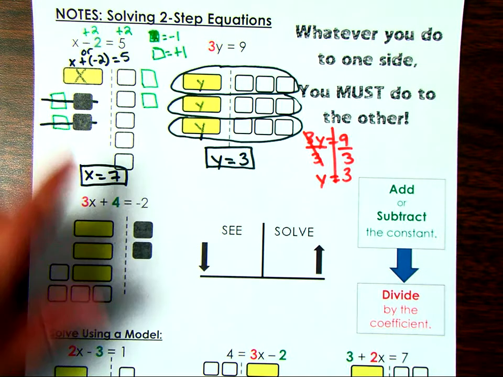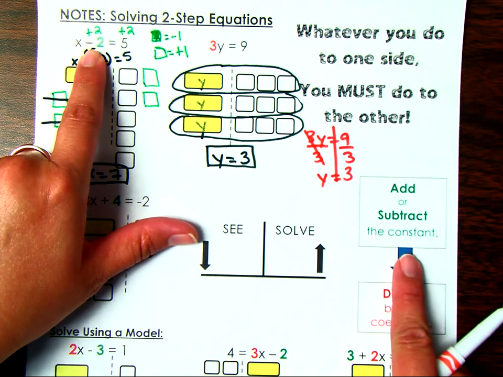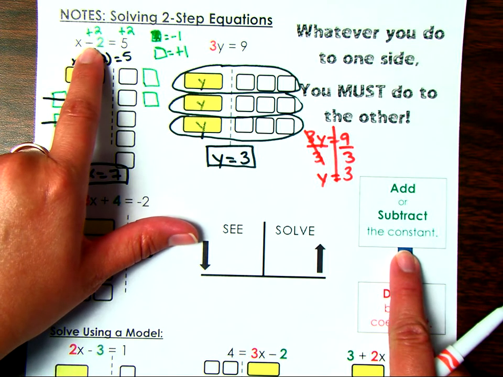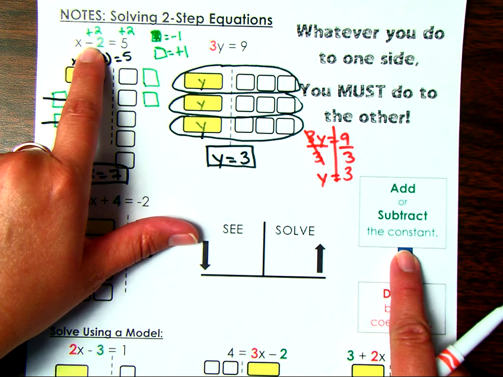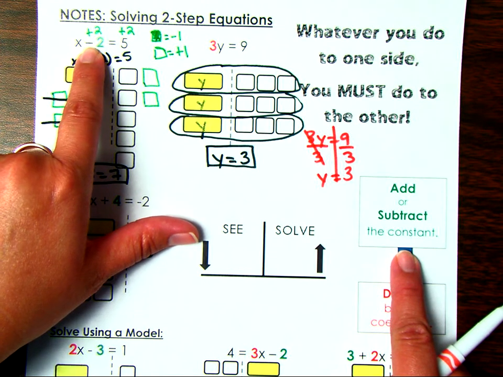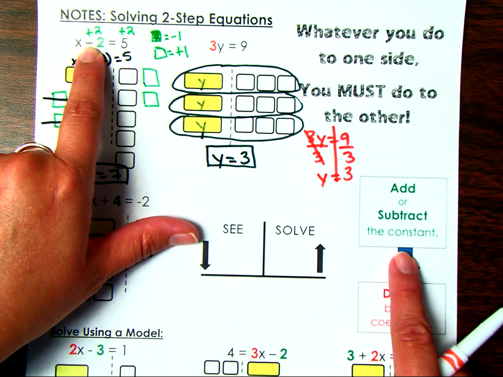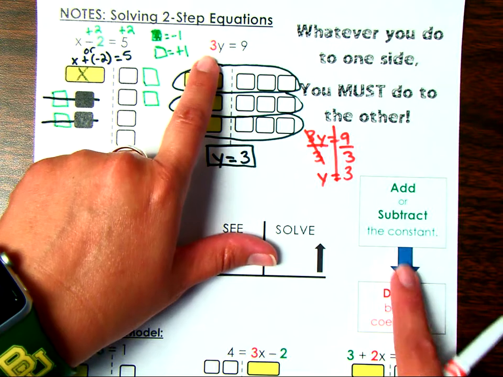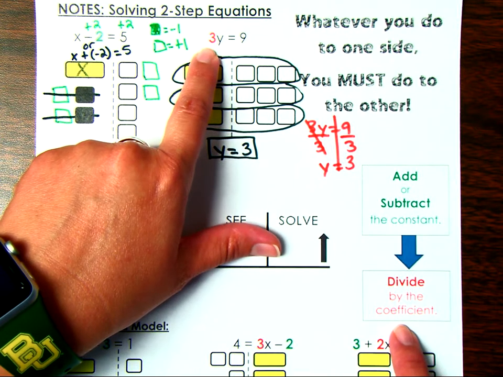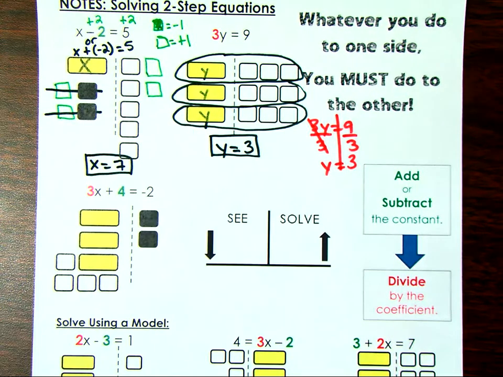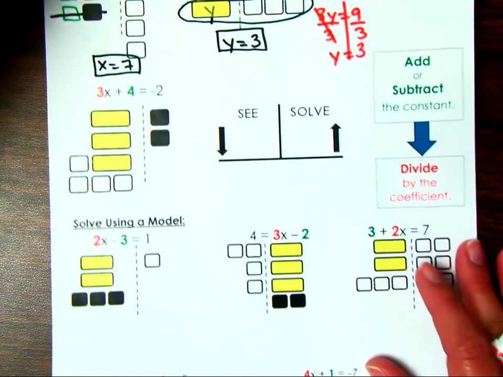So the first thing we do is add or subtract the constant. So if you had a number that was just the number by itself, it wasn't in front of the variable, that's called our coefficient, then that's what we're going to get rid of first. Then we're going to divide by the coefficient because these y's were sharing these positives and we want just one group of those y's. So this will make a little bit more sense when we do this.